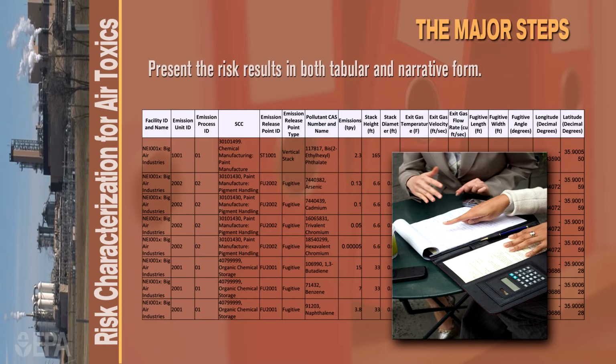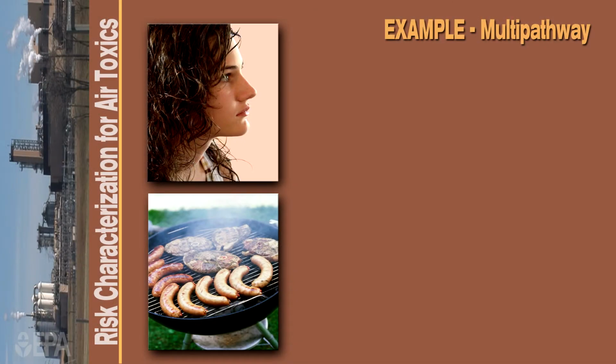To do this, the risk assessor will generally show tables of risk for each chemical separately, the sum of the risk of the chemicals in each pathway separately, and finally, the sum of the risks that a person has through all pathways when appropriate. The process is a little bit more complicated than that, but that's the gist of it.